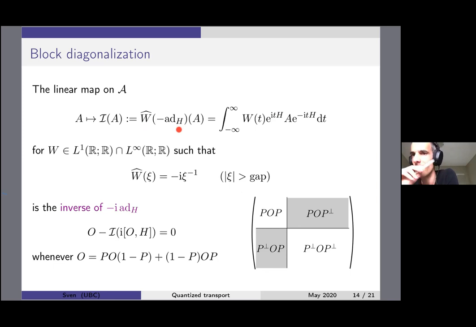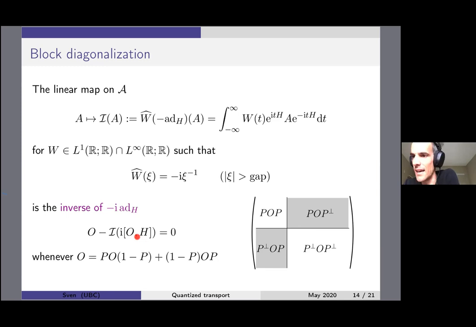You see that this property that w of xi is 1 over xi shows that in fact, this map is exactly taking the inverse of the operator taking the commutator with the Hamiltonian, ad h. So if I take an observable O, it is exactly equal to this map applied to the commutator of O with h. That's what I mean by I being the inverse of taking the commutator with h.